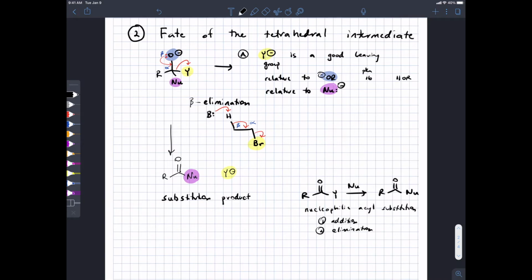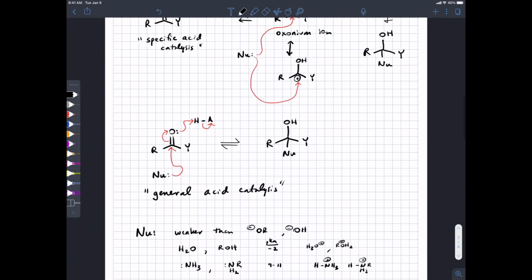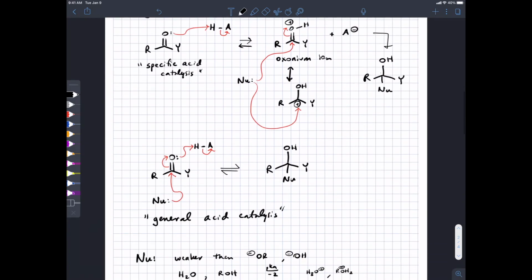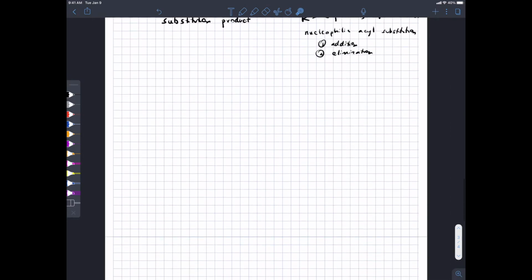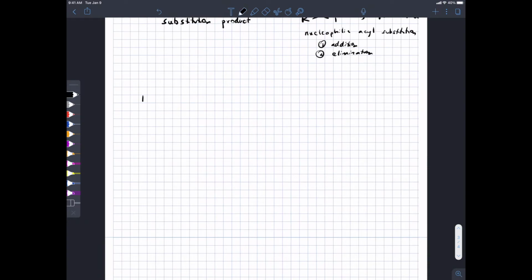All right, questions about that? Yes? I know with general acid catalysis, it generates an oxygen that's protonated. Is that not applicable to this type of reaction? So in general acid catalysis, or even specific, you end up with a tetrahedral intermediate that is protonated. Does that apply here? Absolutely. So let me show you how that would be.